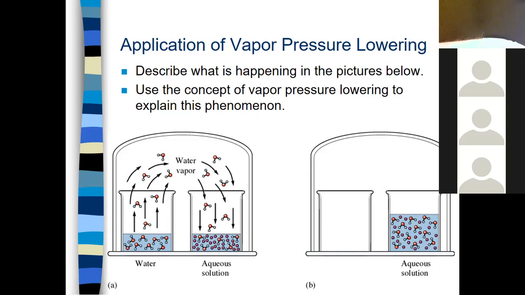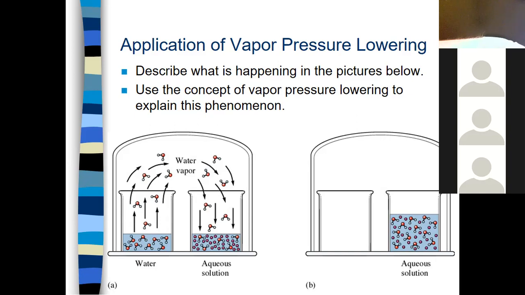Do you believe that this would happen? That seems crazy, doesn't it? Why is it happening? Well, we just said that if you dissolve a non-volatile solute, the vapor pressure above the solution should be lower than above the pure solvent.